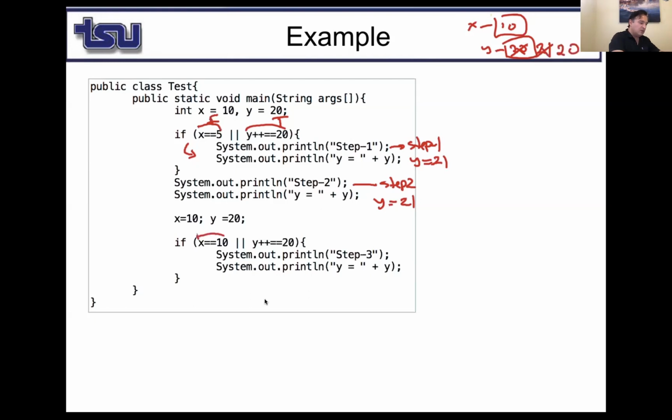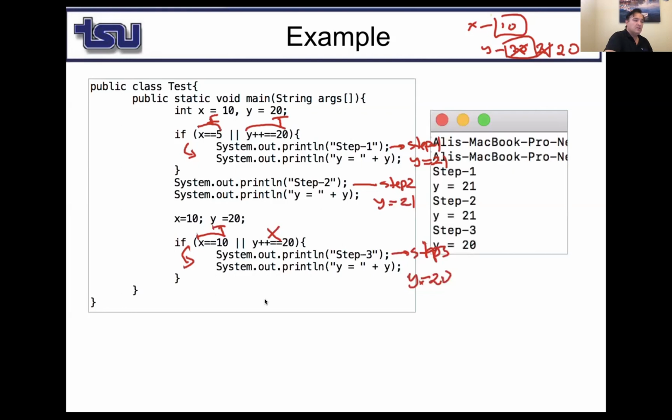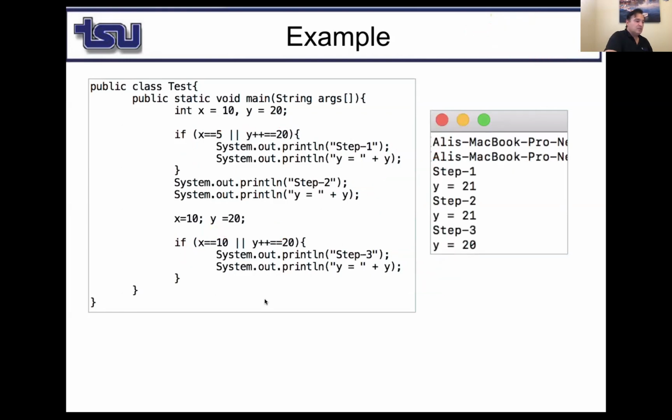Now, this one is true. Well, this is or. If the first one is true, is there any need to go to the second one? No, because true or anything is true. So I'm going to get inside. I'm not going to execute this one. It's going to print step 3. And then y is equal to 20. Okay. So I execute both of those statements, but I only execute the first one in the second if.